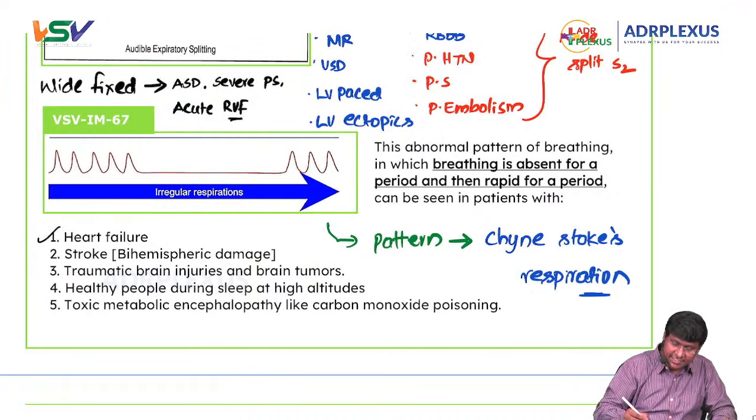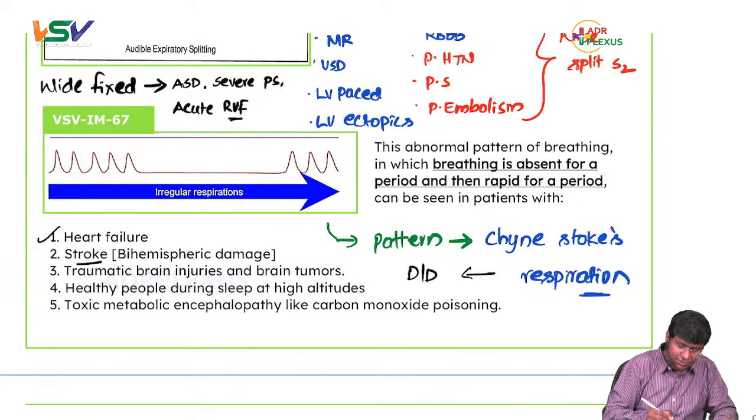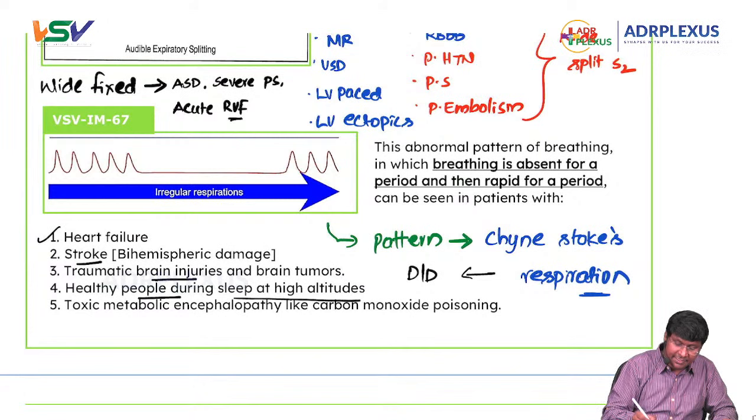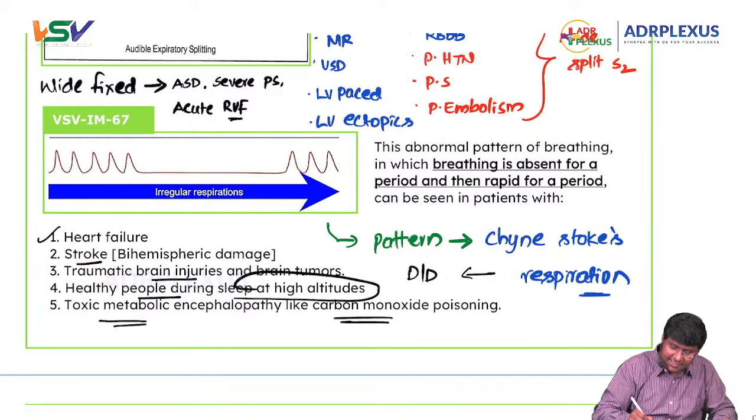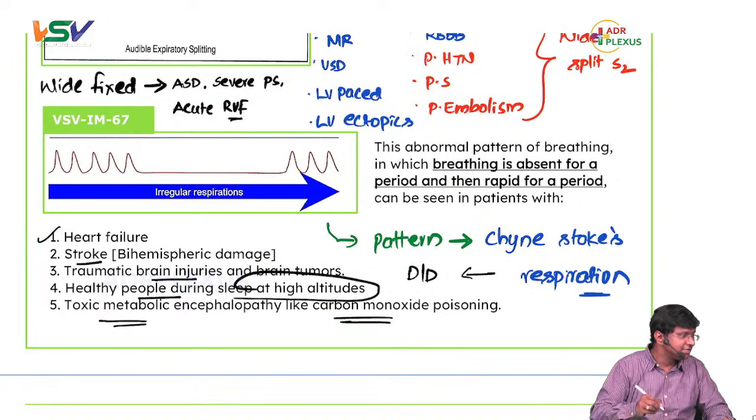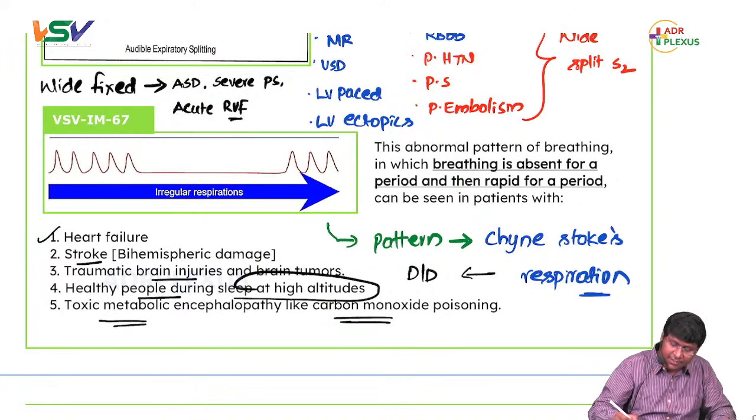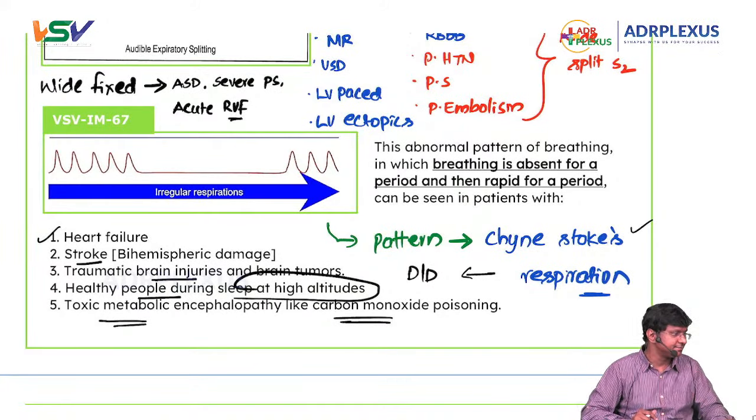And what is the differential diagnosis for Cheyne-Stokes respiration? Stroke, traumatic brain injury, healthy people living at high altitude, then toxic metabolic encephalopathy, that is carbon monoxide poisoning. So these are all differential diagnoses for Cheyne-Stokes respiration. Carbon monoxide poisoning.